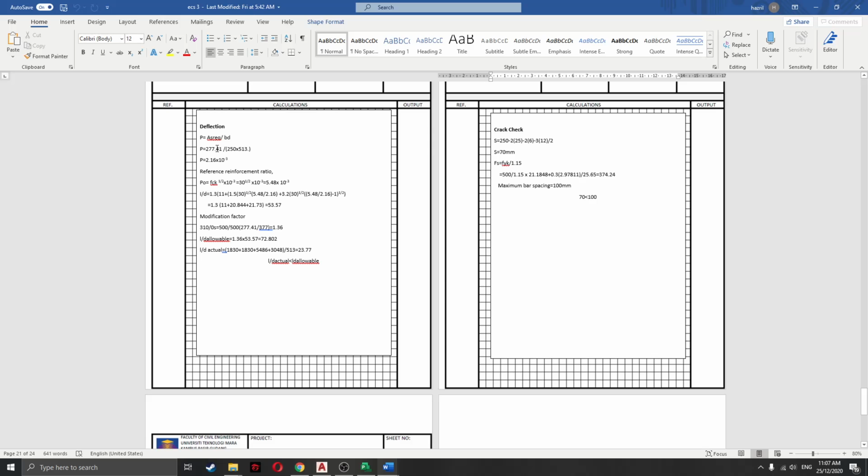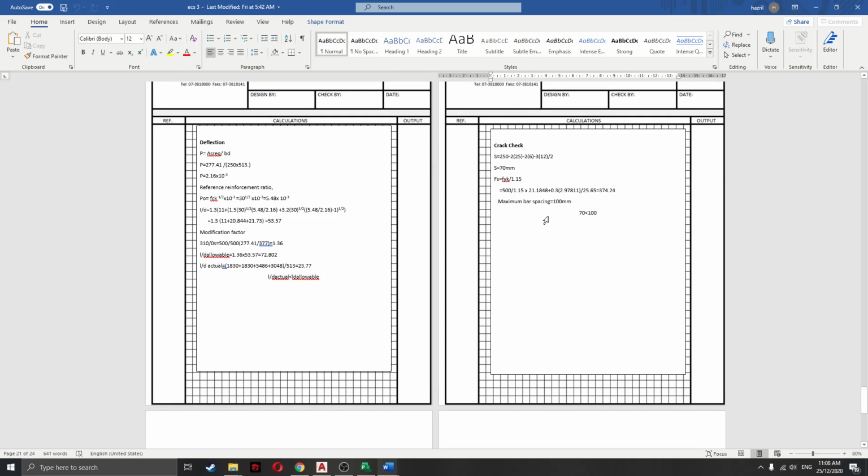Deflection, rho equal to As over bd, get 2.16. The L over D is 53.57, L over D allowable, the modification factor times 8, I get 72.802, L over D actual 53.77, so my actual is lesser than allowable, so pass.